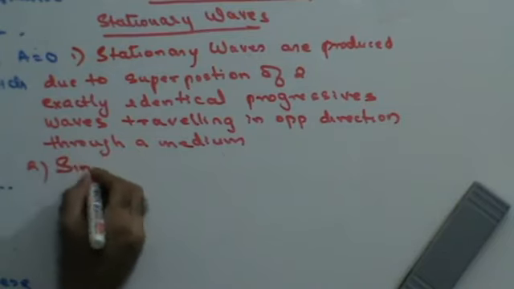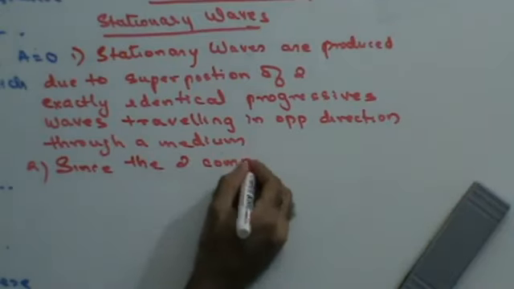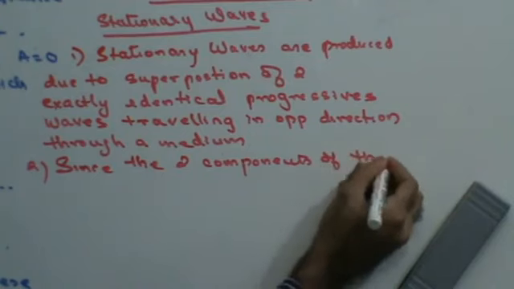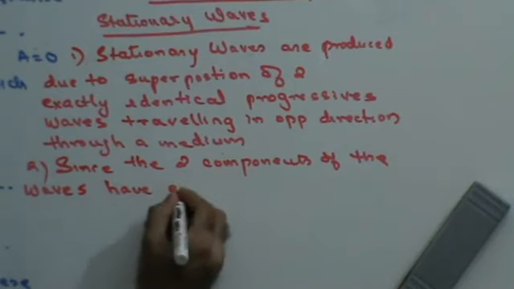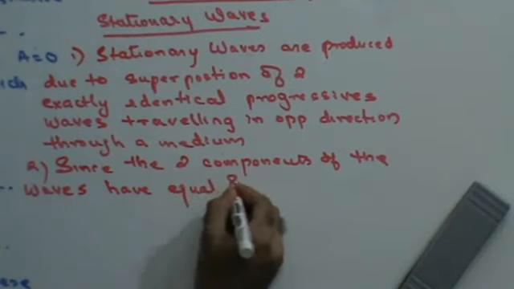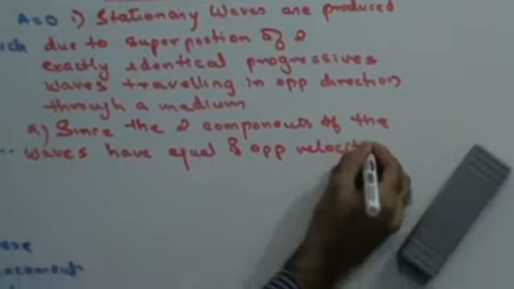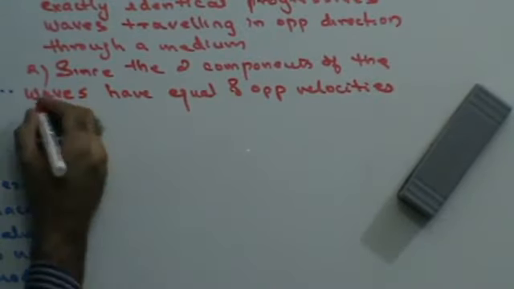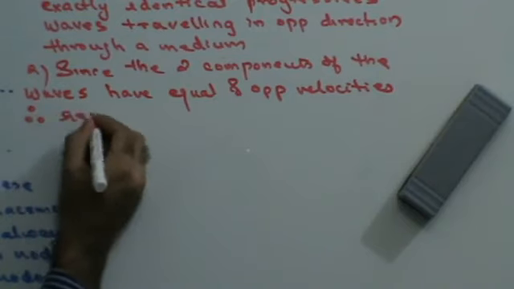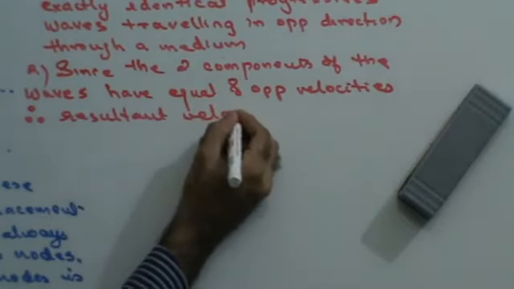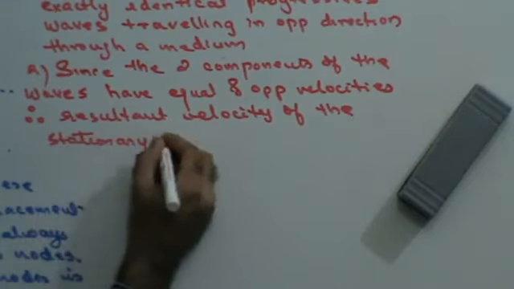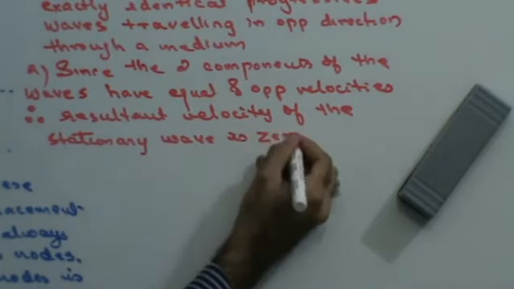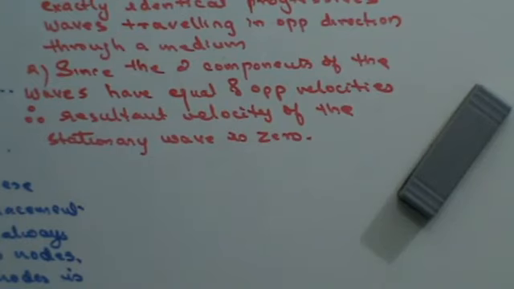Since the two components of the waves have equal and opposite velocities, therefore I can say that the resultant velocity of the stationary wave is zero, and hence a stationary wave is localized and there is no advancement of the wave in any direction.